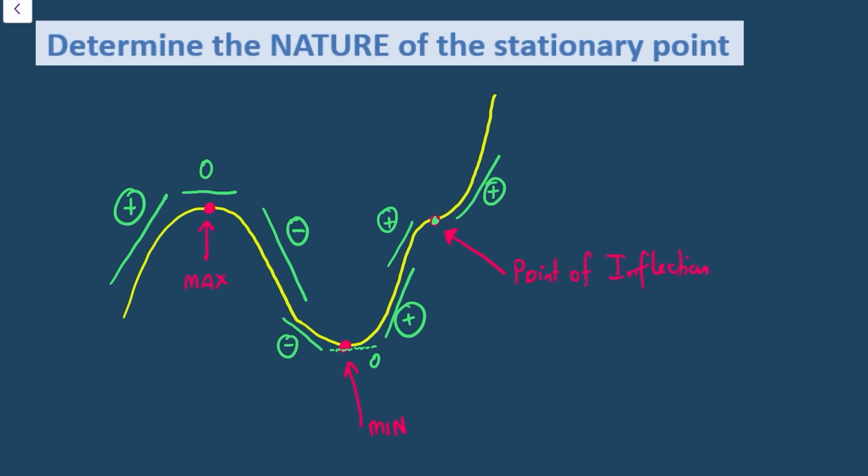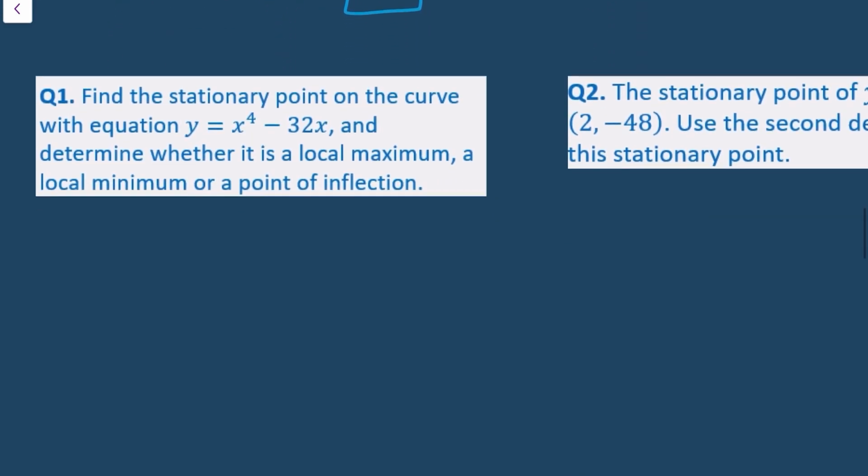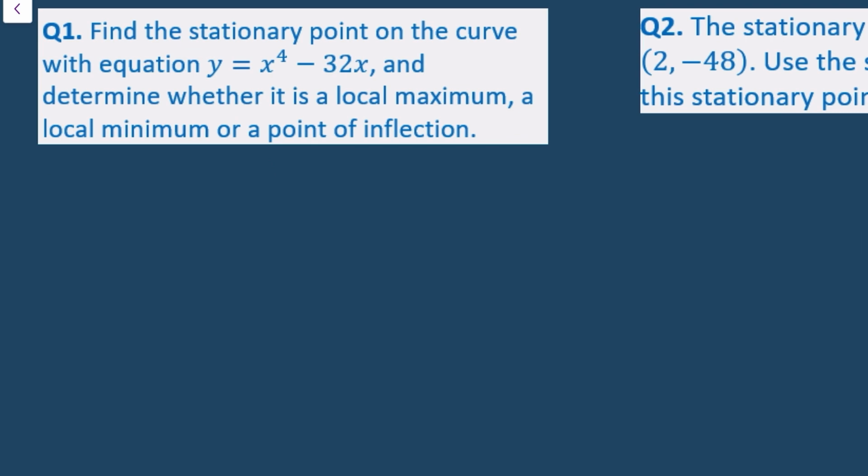Okay, and to determine a point of inflection, we will have to look at the gradient before and the gradient after and see whether it changes sign or not. If it doesn't, then it could be that we have this point of inflection. But for this video we are just going to focus on finding maximum and minimum points without having to sketch the graphs. Okay, so question 1, find the stationary point on this curve and determine whether it's a local maximum, a local minimum, or a point of inflection.